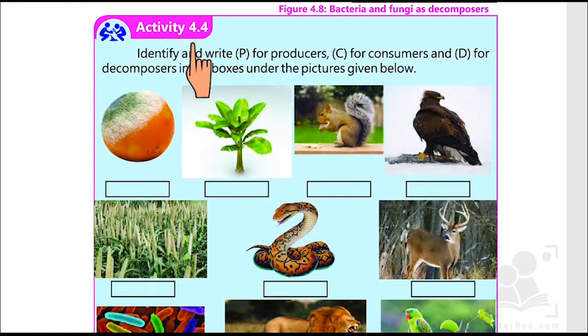So kids, there's an activity for you. You have to identify producers, consumers and decomposers, and you need to write P for producers, C for consumer and D for decomposers.